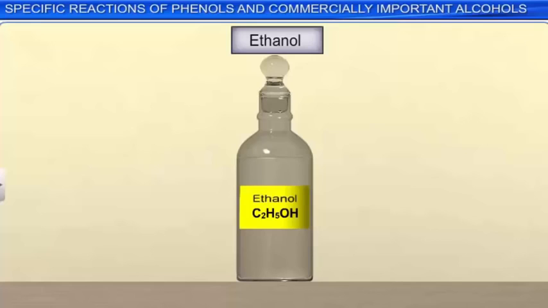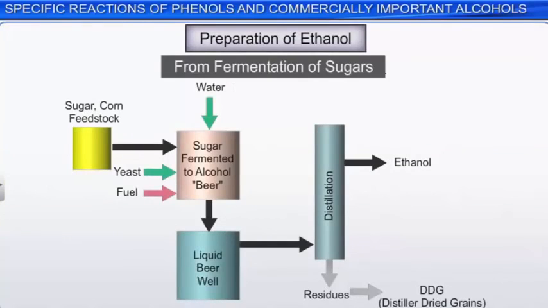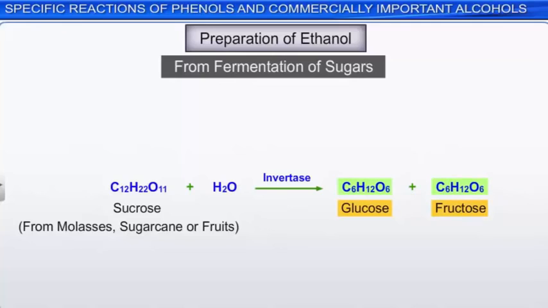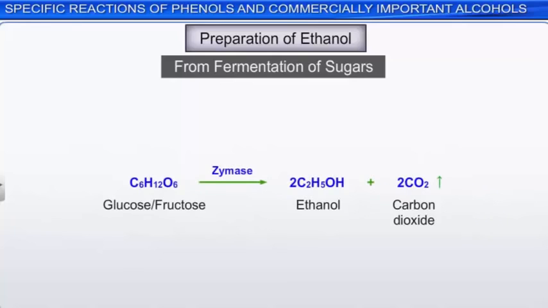Ethanol has the chemical formula C2H5OH. It is primarily formed from the fermentation of sugars from various plant materials. First, the enzyme invertase converts the sugar in molasses, sugarcane or fruits into glucose and fructose. Both glucose and fructose have the same molecular formula C6H12O6. Next, the yeast enzyme, zymase, ferments the simple sugars, glucose and fructose to form ethanol. Carbon dioxide is also released.